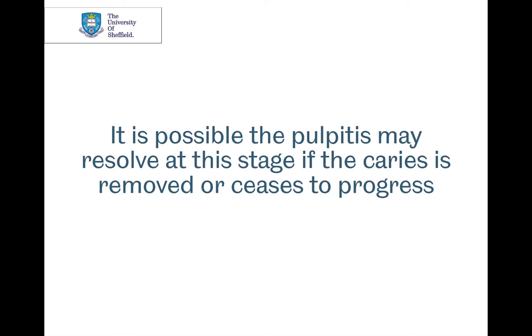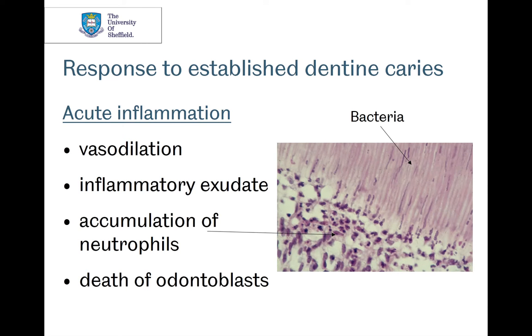So if at the very early stage you get the carious lesion out, you've pretty much got a good chance that this will be a reversible pulpitis and the pulp will respond and will recover from this insult. But if you don't, if you leave it till you get established dentine caries or an established pulpitis, well then the situation is very different.